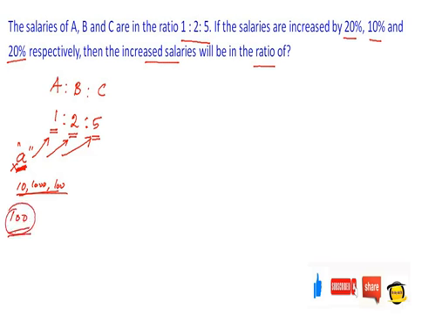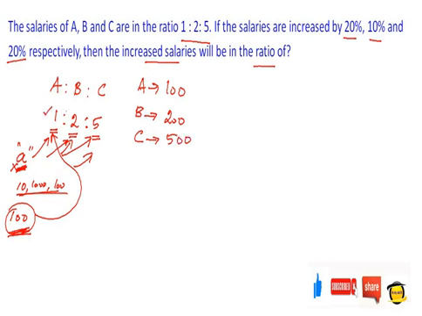So if we multiply 100 with all these three parts of the ratios, what's going to happen? The salary of A would become 100, the salary of B would become 200, the salary of C should become 500. I'm just multiplying 1 with 100, 2 with 100 and 5 with 100. Now what is happening? The salary of A is increased by 20%, the salary of B is increased by 10%, the salary of C is also increased by 20%.